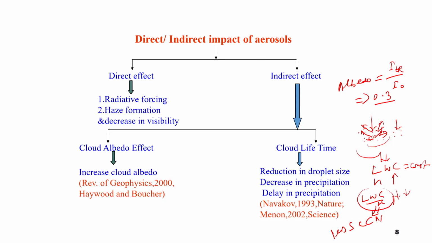So this will do two things. There will be a reduction in the droplet size. Because the same liquid water content is there and the number of particles has increased, per particle the liquid water content will be less. So the size of the droplet will be small, there will be a reduction in size. When there is a reduction in size, what will happen?